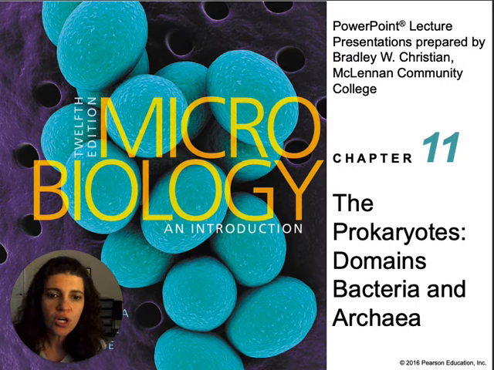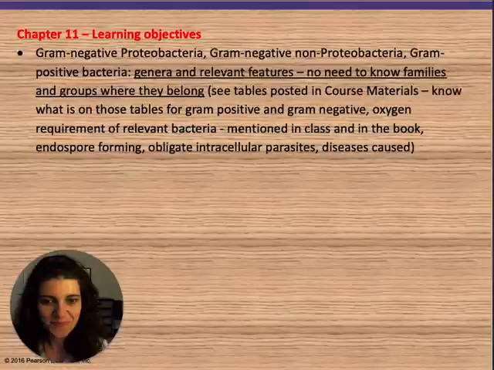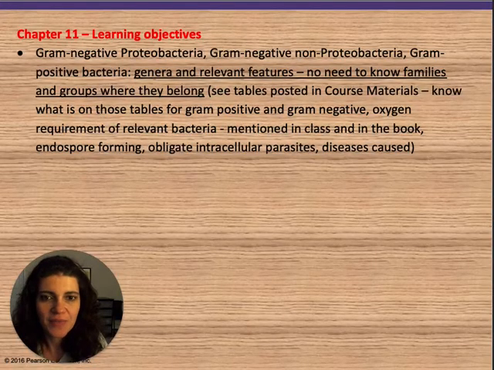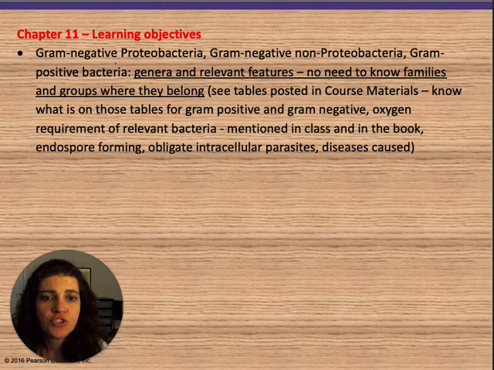So before I even start, the first thing I want to show you is the learning objectives as usual. My learning objectives for chapter 11 say gram-negative bacteria, which are the proteobacteria and the non-proteobacteria. I don't need you to know who is proteo and who is non-proteobacteria, okay? I just need you to know who is gram-negative and who is gram-positive. And then gram-positive bacteria.